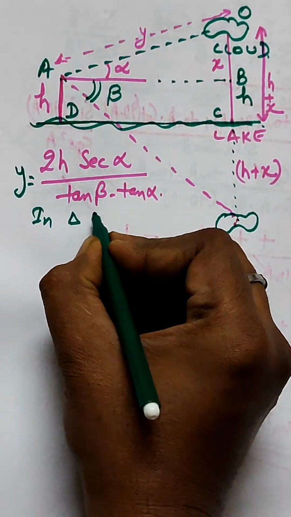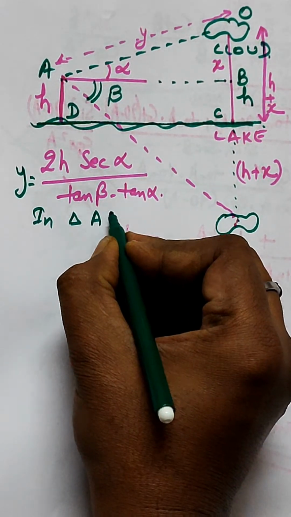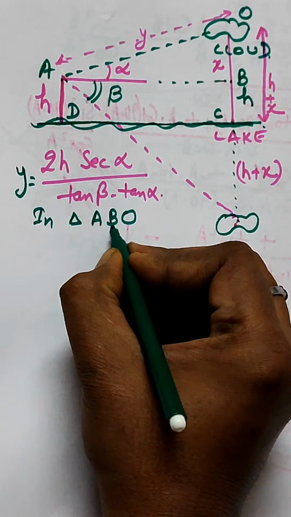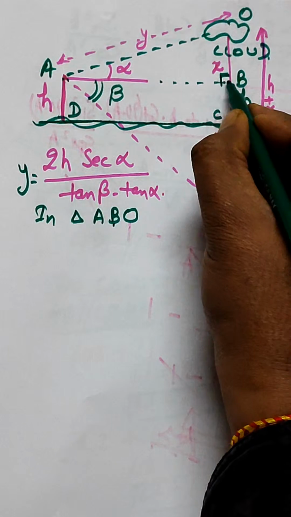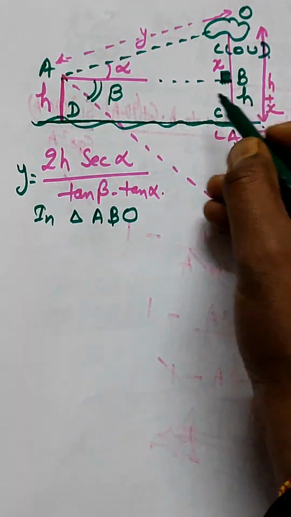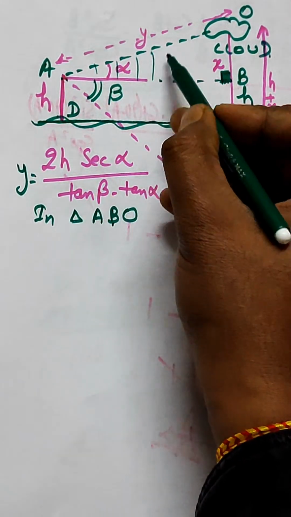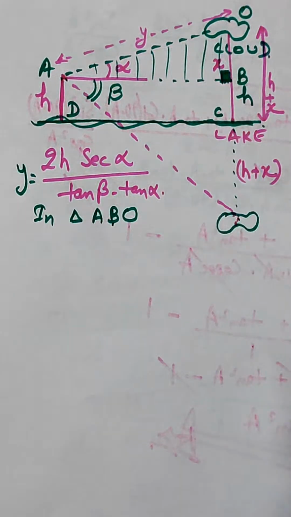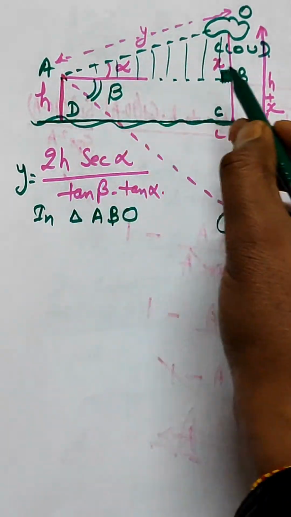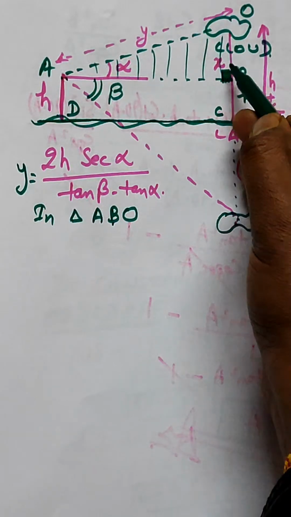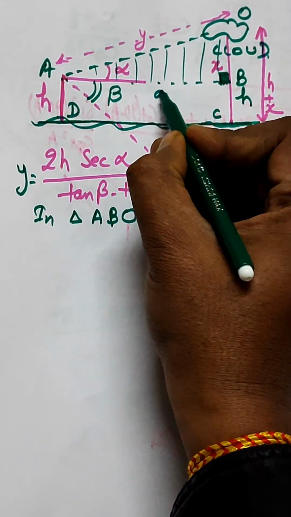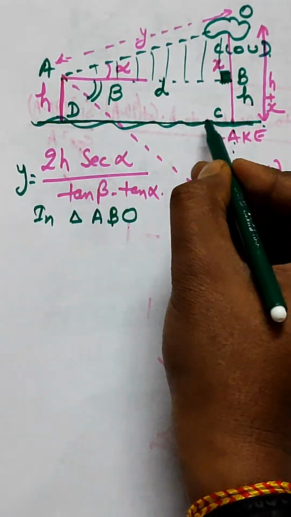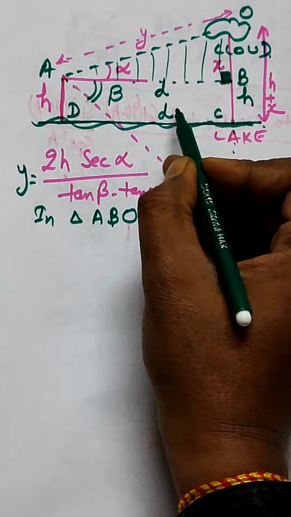In triangle AOB or ABO, because you are putting the center at the right angle, this one is 90 degrees. So you are considering this triangle, right? In triangle ABO, the relation between AB and OB, let's say this distance is D, then DC is also equal to D, right?